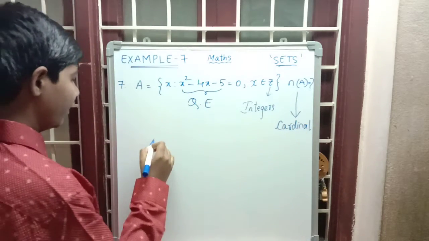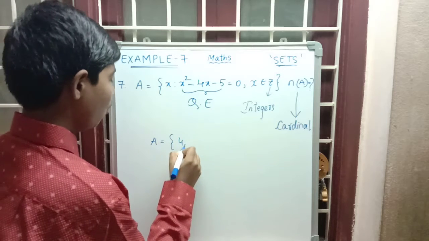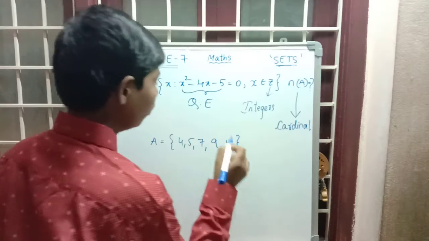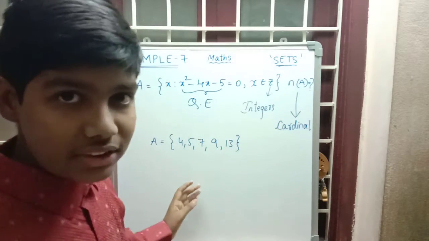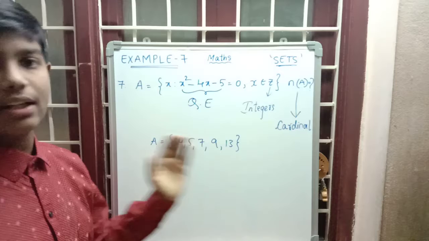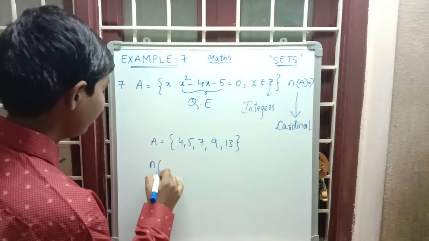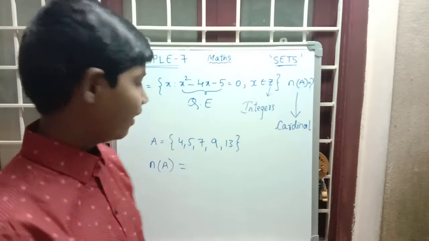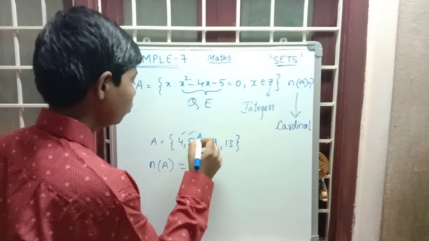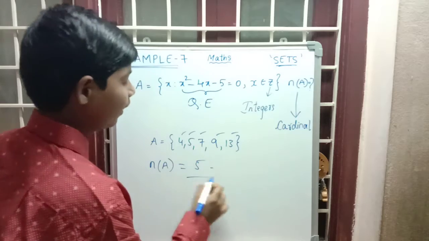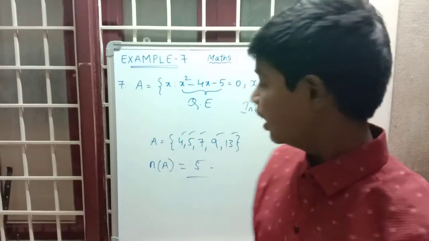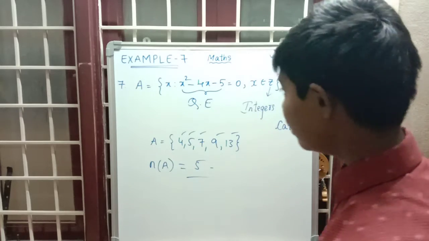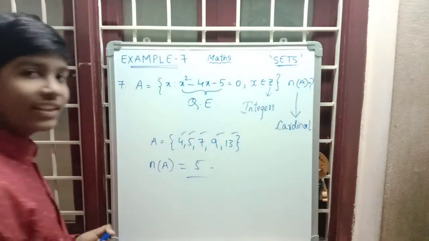Suppose A is equal to {4, 5, 7, 9, 13}. For example, I am taking set A given with these elements. Now we have to find n of A. n of A here means the number of elements present in set A. How many elements are there? 1, 2, 3, 4, 5. Answer is 5. n of A means the number of elements present in the given set. Here set A is given, so we will take set A.